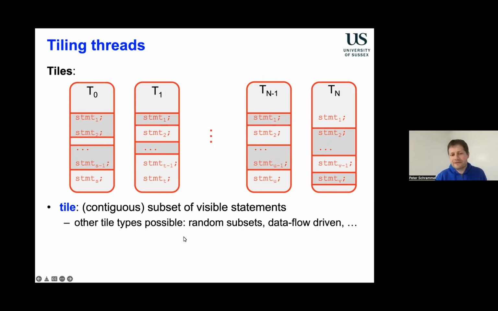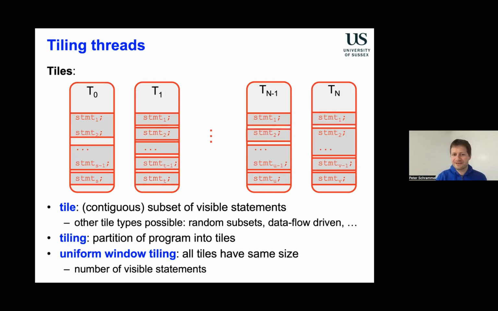So there are many ways we could define such tiles, and we haven't really explored what the advantages could be there. So we just picked the simplest possible thing. We just use windows of statements with the same size. For example, let's pick size 2, and then we just pick blocks of statements of the same size, visible statements that can actually be observed in the concurrent execution. So this is very easy to do.